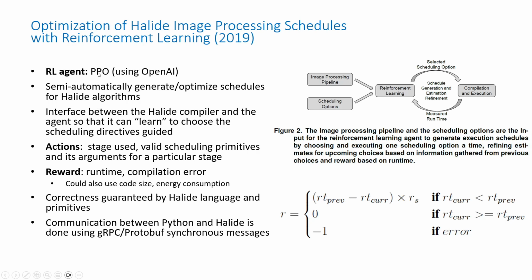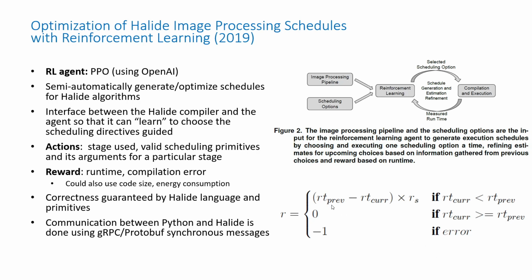So again, they're using PPO from OpenAI. As mentioned before, the allowed schedules are provided by the user, but they recognize that this can be automated, and the actions are going to be the scheduling primitives and the arguments for that particular schedule. For scheduling primitives like compute_at and store_at, those depend on the stage. So the stage is important as part of the action. And the reward is the runtime, and also you can get a compilation error. And basically they depend on the Halide compiler, so they guarantee correctness.